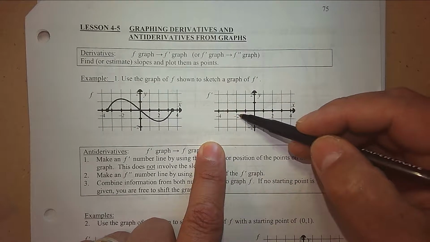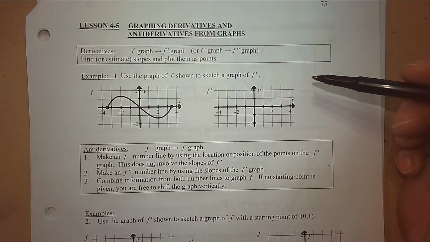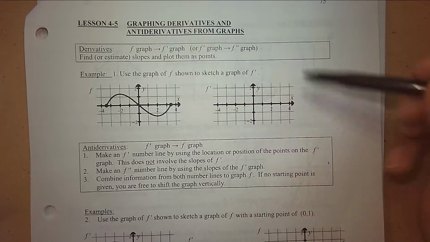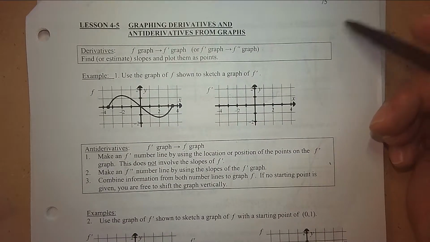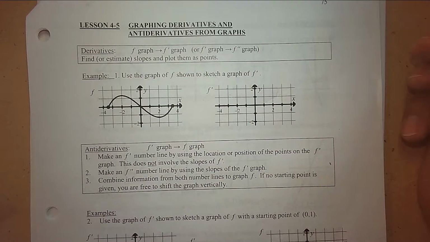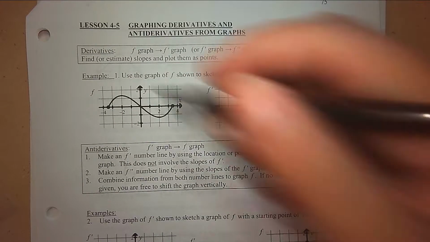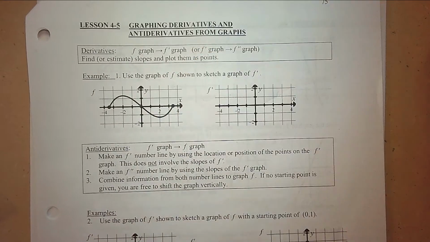From -2 to +2, the graph is going to be below. And then from 2 to 4, the graph is going to be above. I'm going to throw another thing at you. Is there a concavity change in this? So where's the concavity change? Approximately, when x equals 0, right?